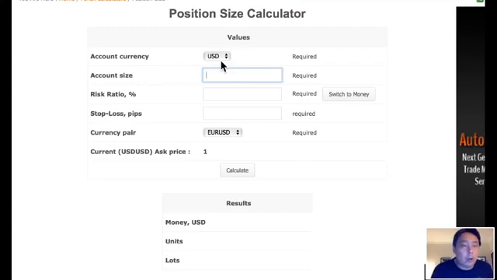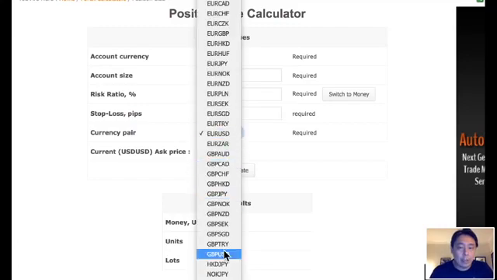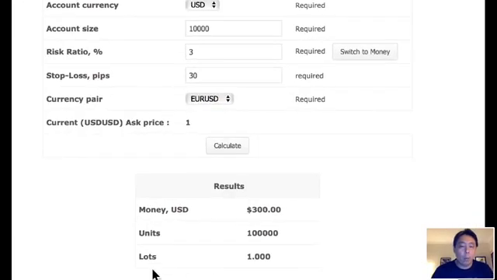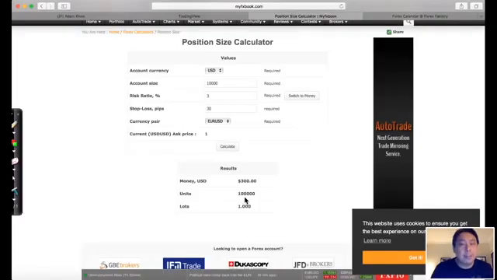Okay, so again, account currency US dollars, account size. Now this would be your net liquidation. So in this case, it's say 10 grand. You're risking, again, say 3%. Your stop loss is 30 pips away. Choose the currency pair you're trading, because this will determine the dollar value per pip. So if you're trading Euro USD and click on that, boom, there you go. One lot, which is 100,000 units. So simple as that.